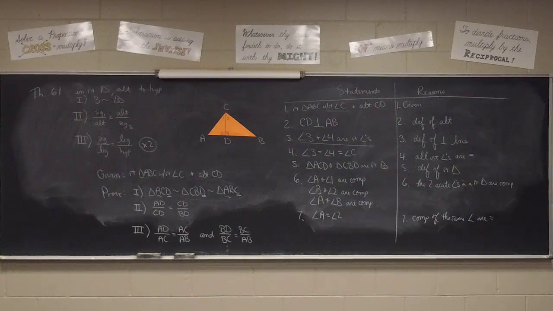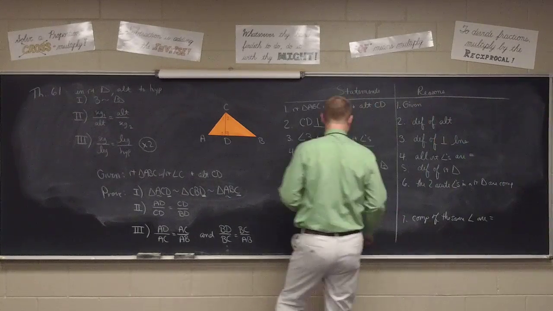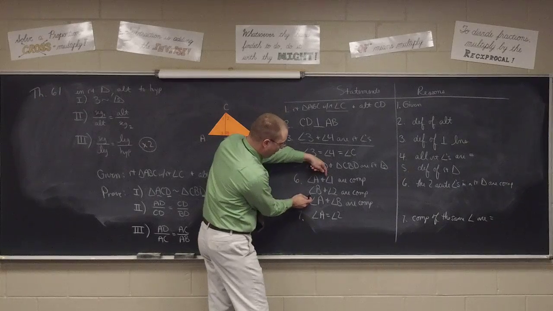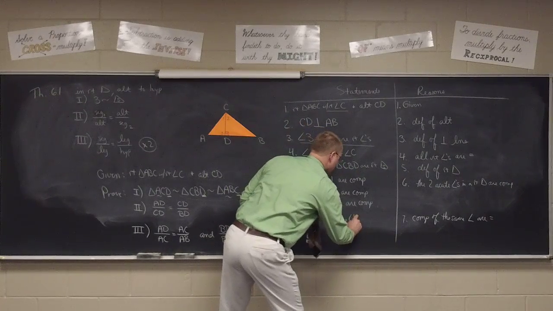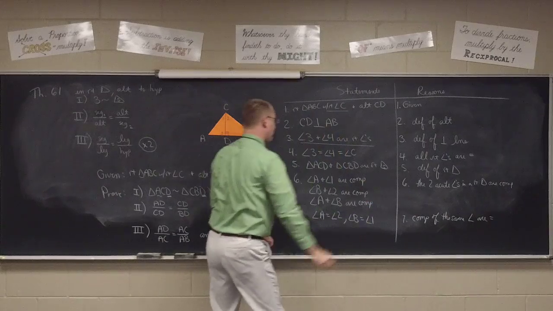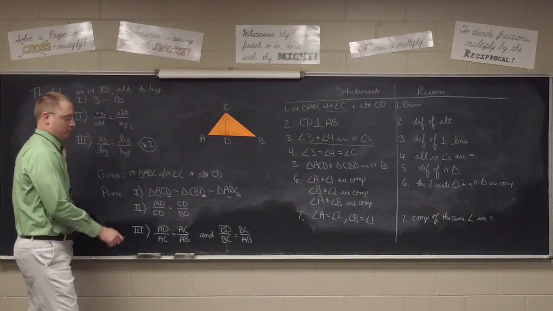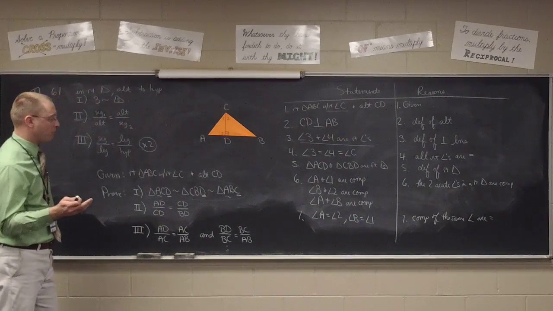Let me move this further out of the way. As well as B and 1. Similarly, B and 1 are both complementary to A. So angle B must equal angle 1, because complements of the same angle are equal.